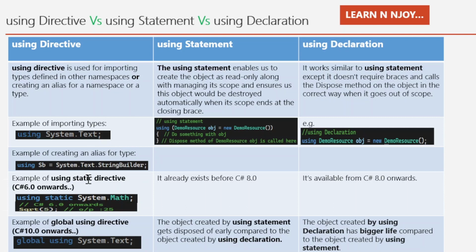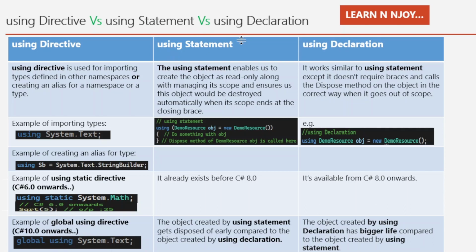And if you see the variations of this using directive, we have two variations, right? The first one is the using static directive, which was introduced from C# 6.0 onwards, and we need to write something like this: using static System.Math, right? And then we can directly call a static method, like Sqrt(5), and it will give the output. The second is the global using directive, which is available from C# 10.0 onwards. We just need to write in one of the .cs files global using System.Text, right? And this type will be available throughout that particular application.